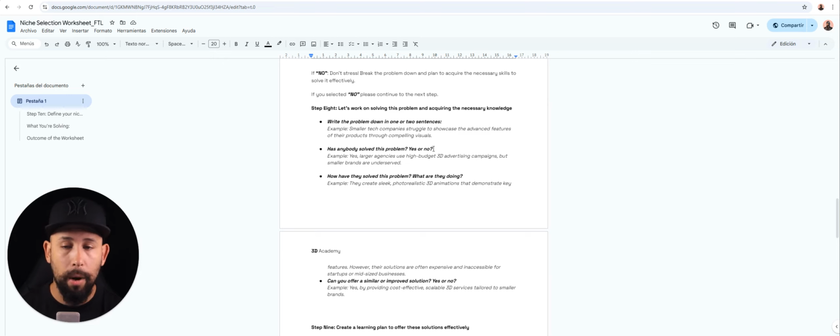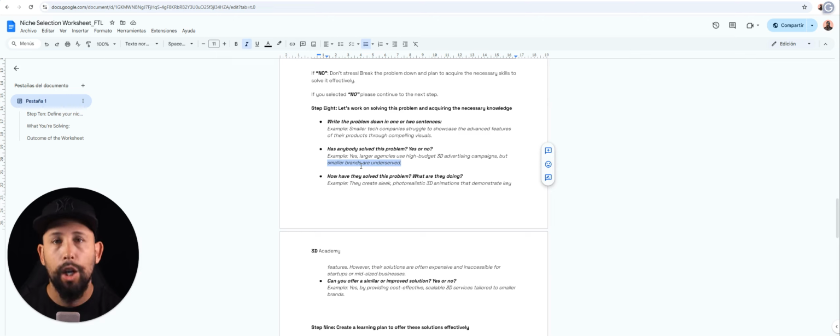Has anybody solved this problem? Yes or no? Yes, large agencies use high budget 3D advertising campaigns, but smaller brands are underserved. This is the opportunity, right? No one cares about smaller brands, so smaller brands need marketing too. And big agencies charge 100K, 200K per campaign. You're not charging that money, so you can serve smaller brands really well. There's a lot of 5K, 10K projects out there, and smaller brands don't know the people that can do this work, and that's your duty to search for them.